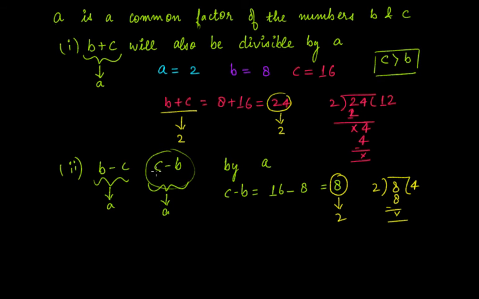Again, two points: if A is a common factor of B and C, then B plus C will also be divisible by A. That is, A will be a factor of B plus C, and similarly A will be a factor of B minus C or C minus B. Whether you take B minus C or C minus B will depend upon which number is greater and which number is smaller in value.